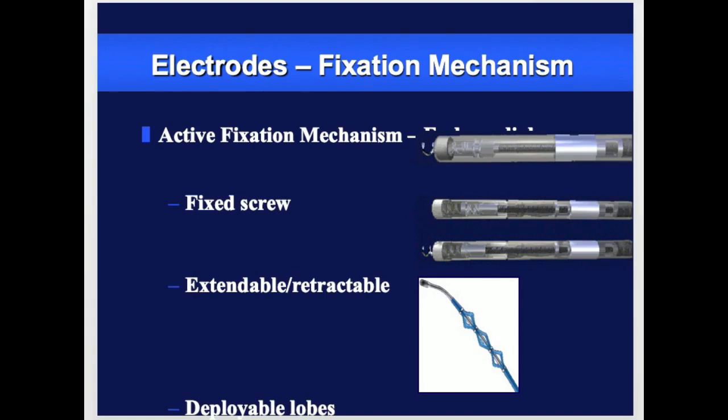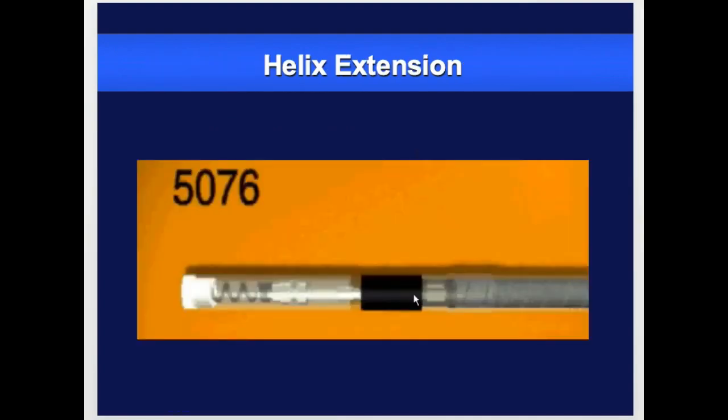Today, there is approximately a 1 to 4 percent dislodgement rate noted with active fixation leads, 1 to 4 percent in the atrium and less than 1 percent in the ventricles. You can see the active fixation lead with extended helix at the tip in this picture.